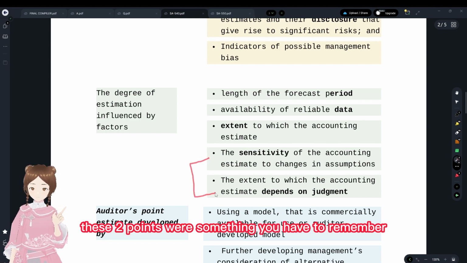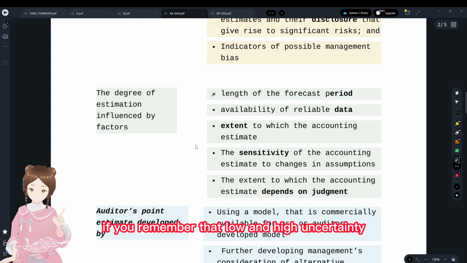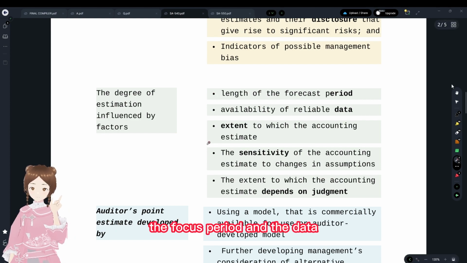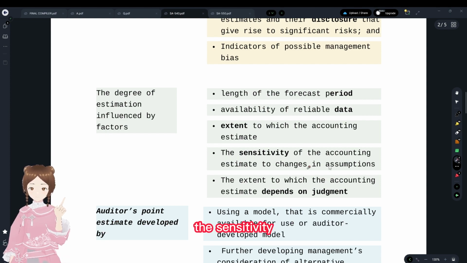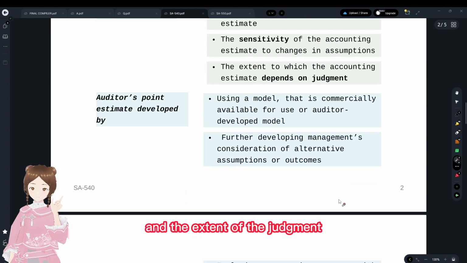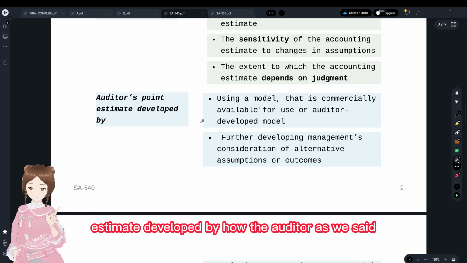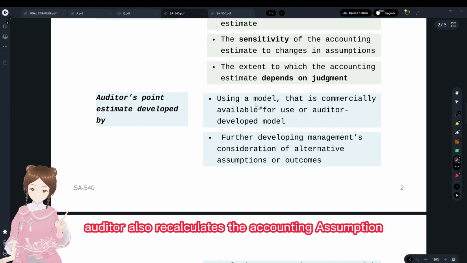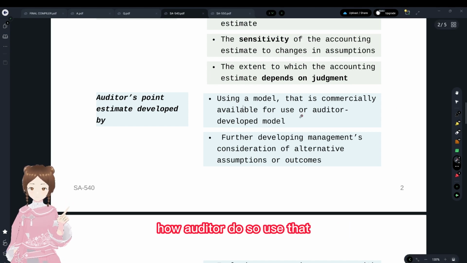These two points are something you have to remember. If you remember low and high uncertainty, you can easily write the forecast period, the data, the extent of the estimation, the sensitivity, the assumptions that were made, the extent of judgment, and the auditor's point estimate and how it is developed. How the auditor, as we said, also recalculates the accounting estimate that was prepared by the management. How does the auditor do that?